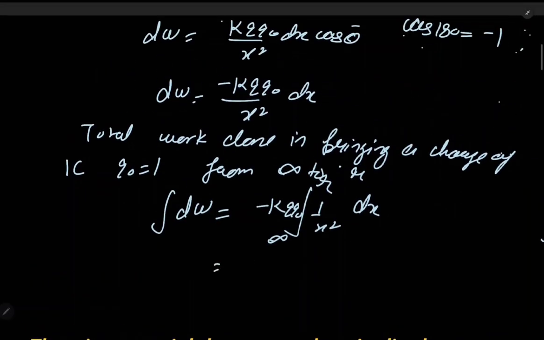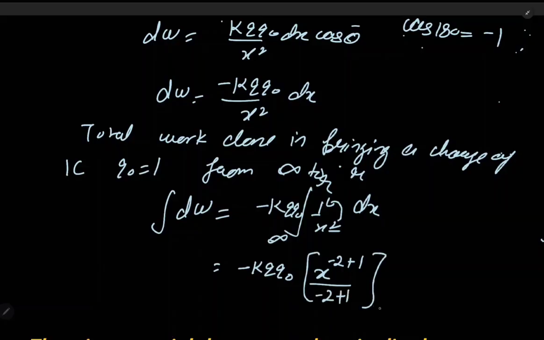Now here the minus sign is common, k is common, q naught is common. The integration of 1 upon x square can be written as x to the power minus 2: the power is positive in the denominator, so it goes to the numerator and the power becomes negative. We'll add 1 to the power and divide by the new power, so we get x to the power minus 1 over minus 1, and the limits are infinity to r, and we have minus k q times 1, since the value of q naught is 1 here.